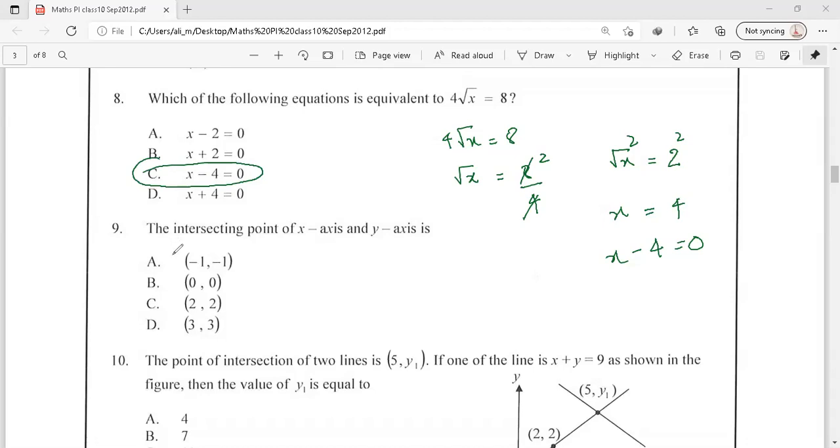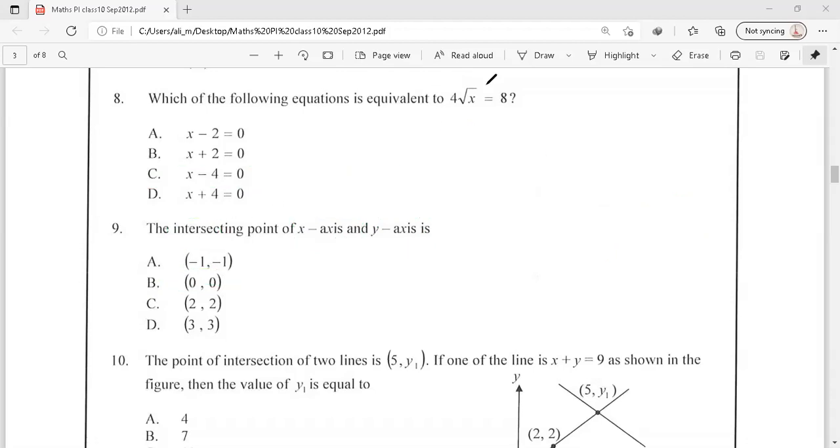Then let's see question number 9. The intersecting point of x-axis and y-axis. So x-axis and y-axis intersect at the origin. The intersecting point of these two axes is known as the origin, and the coordinates of the origin are 0, 0. So option B is the right answer to question number 9.